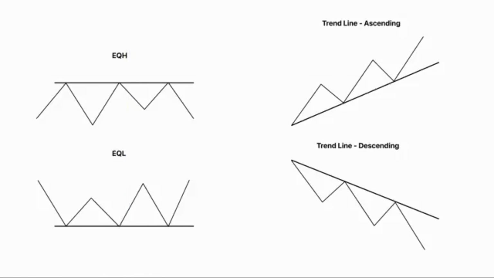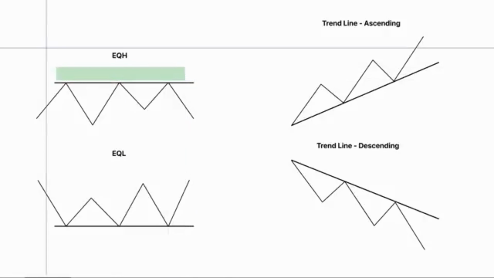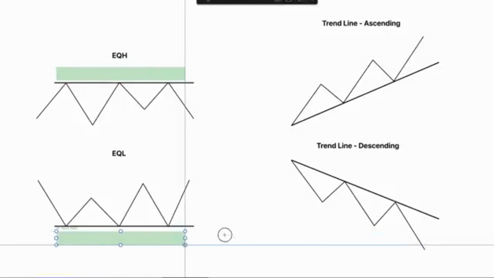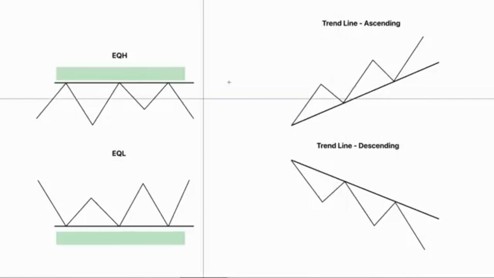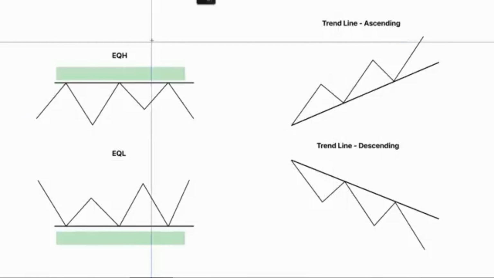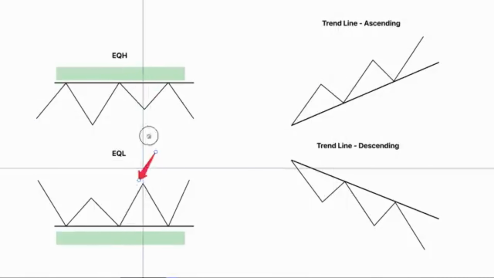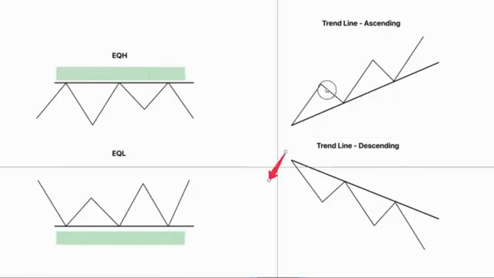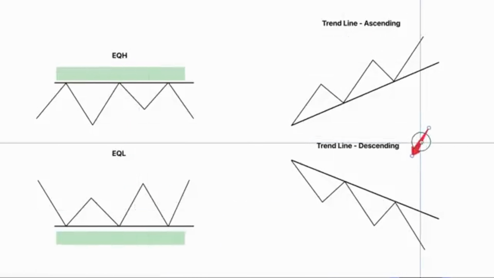So liquidity in a market refers to orders. Orders generally in the form of stop losses and buy stops and sell stops. There are two very common forms of liquidity and two that we'll be using in the more advanced method. These are equal high, which is this one here, and equal low liquidity, which simply refers to support and resistance levels, and then ascending and descending trend lines.